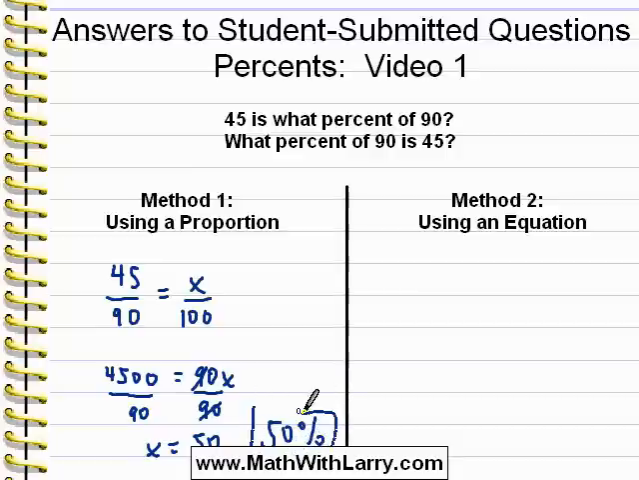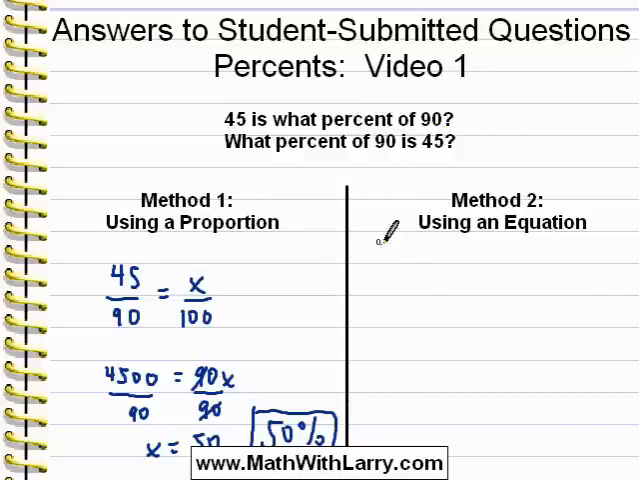Okay, let's take a look at method 2, using an equation. To do this, the best thing to do is look at the first version of this question. 45 is what percent of 90? Look at that and just translate it into mathematical symbols.